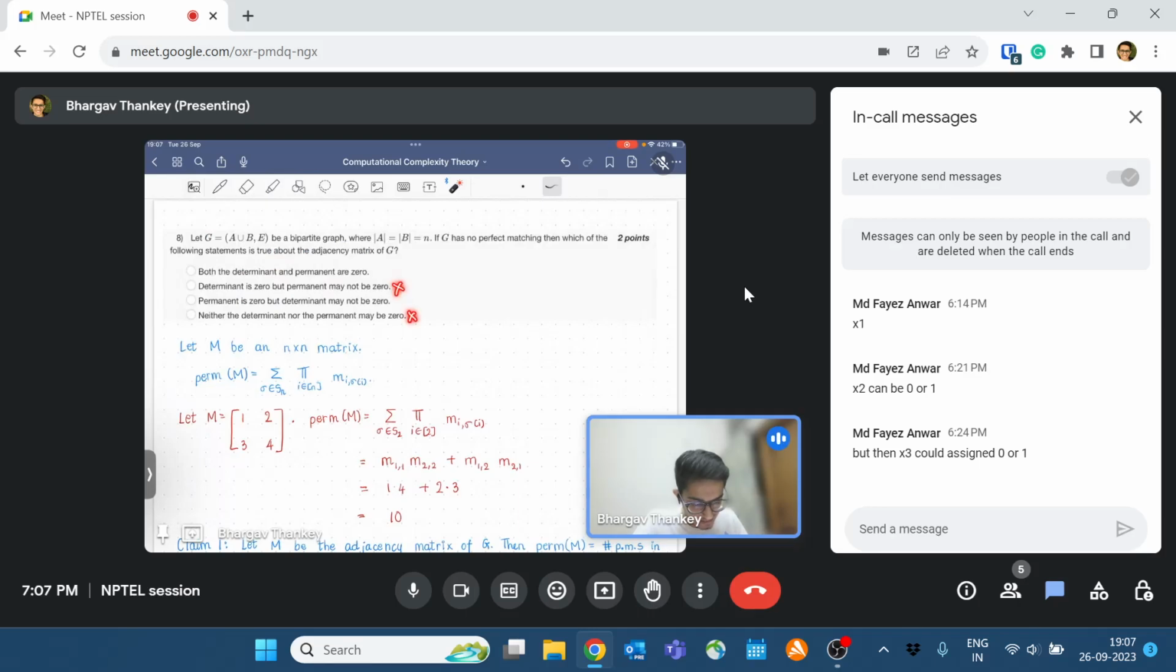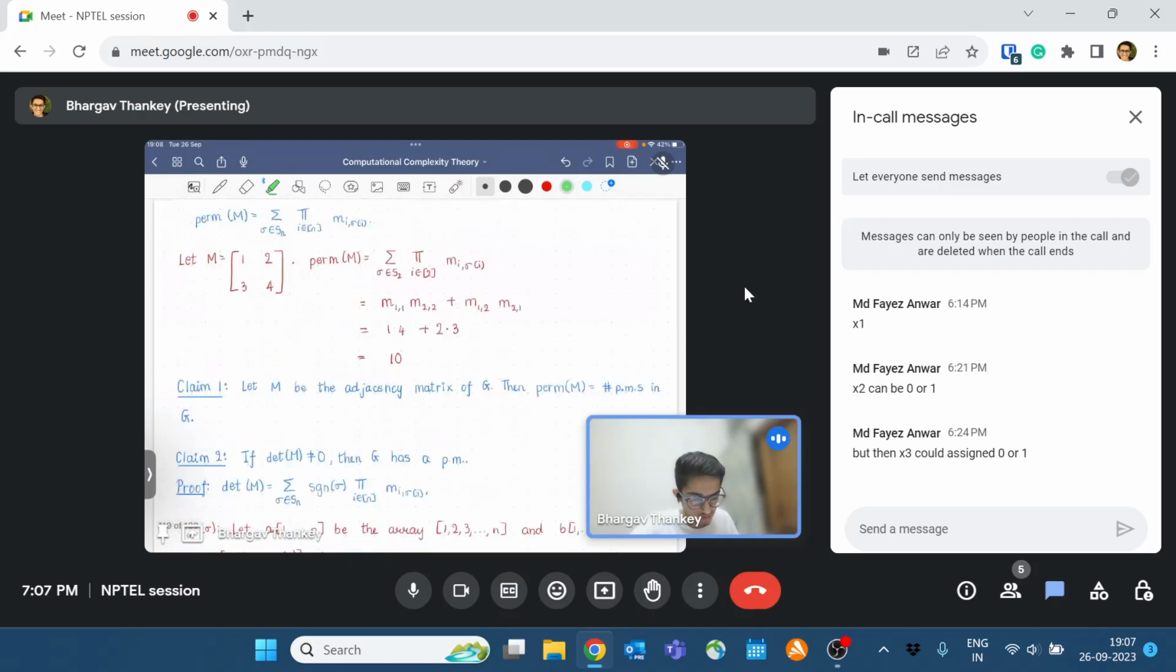These two we have eliminated. Since a perfect matching is not there, it shows that both the determinant and the permanent are zero. This should be true, clearly. But it cannot happen that the permanent is zero but the determinant is not zero. So only A is true.